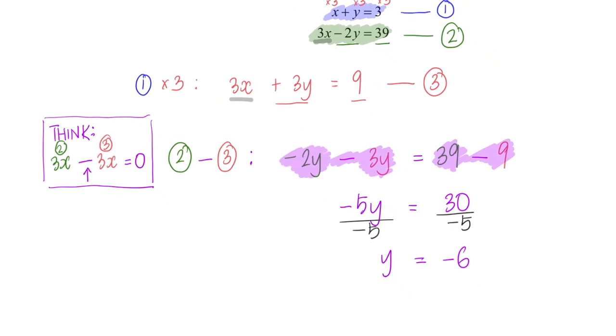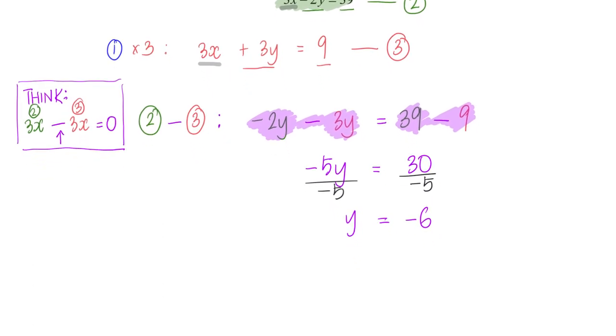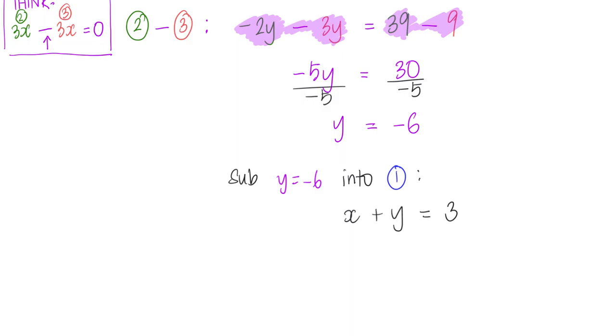And once I know my y, I can then substitute this value of y into any of the equation. I'm going to substitute into equation 1. So substitute y equals to negative 6 into equation 1, because equation 1 is the simplest. I will have x plus y equals to 3, right? This is my equation 1.